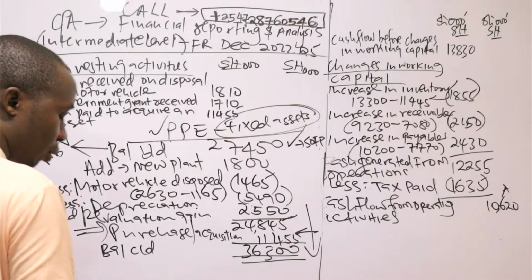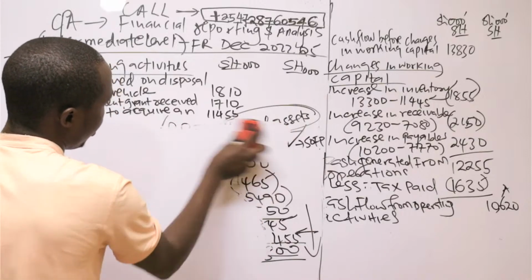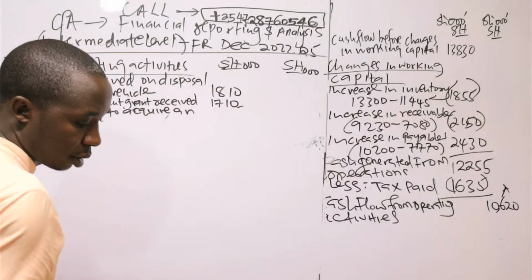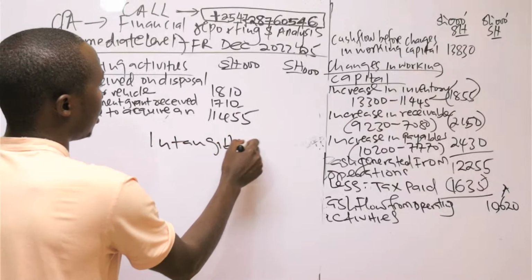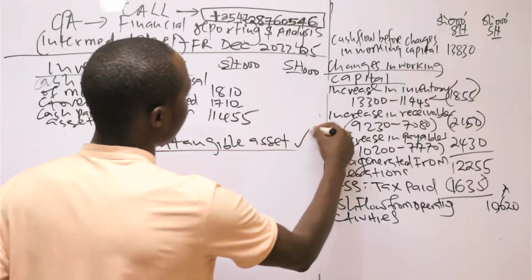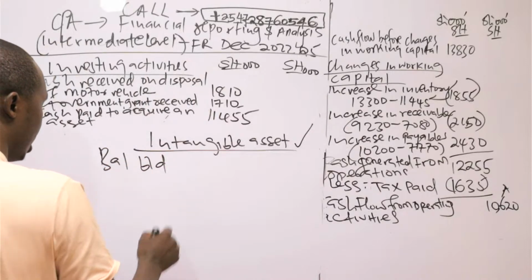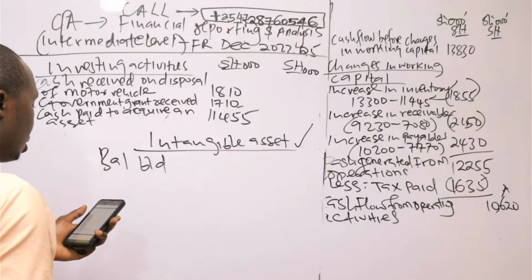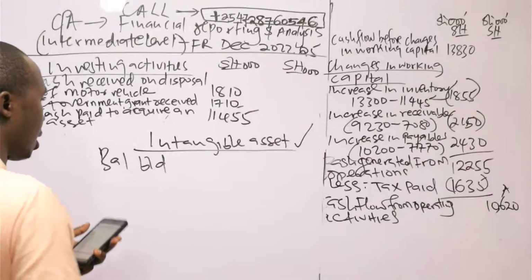All right, let's do another thing. We check if there's anything else they acquired and they paid money. But this one we have done our working, 11,455. So there's an intangible asset I can see there. Under intangible assets, again, I need to check if they acquired another intangible asset or they disposed. The balance brought down as per 2021, under the intangible assets, is given as 6150.